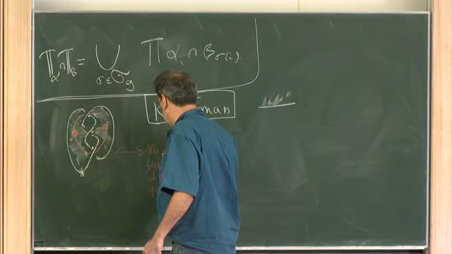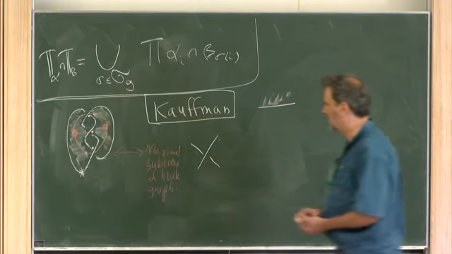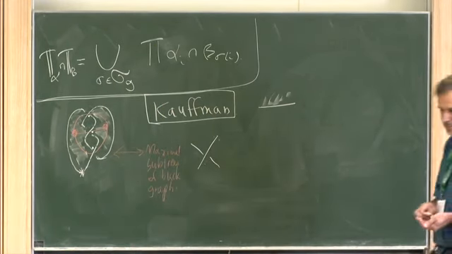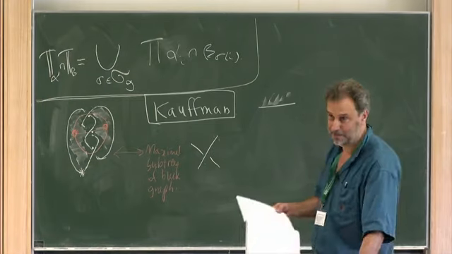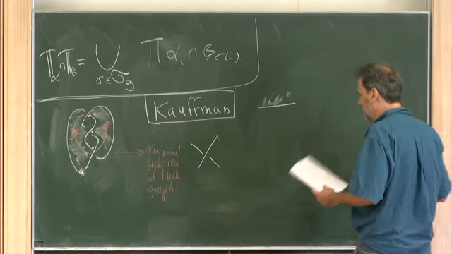That's a nice combinatorial object, which might raise the question of then why did I talk about Kaufman states ever? Why didn't I just talk about maximal subtrees of the black graph? And the answer is the following.